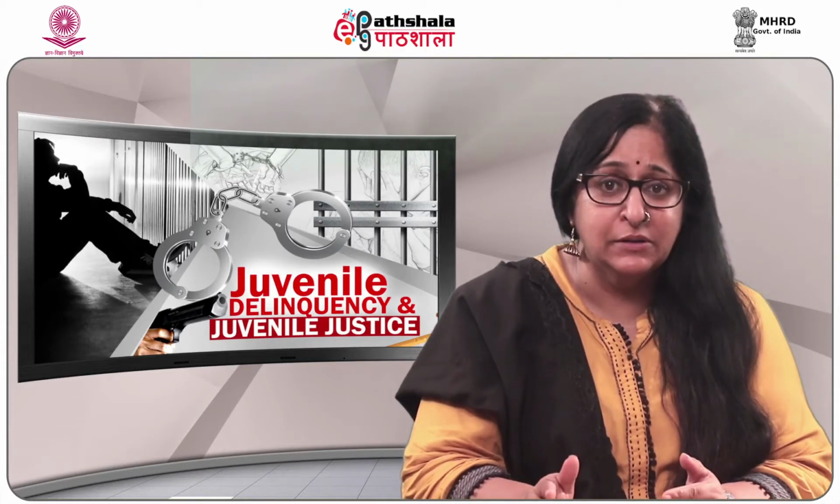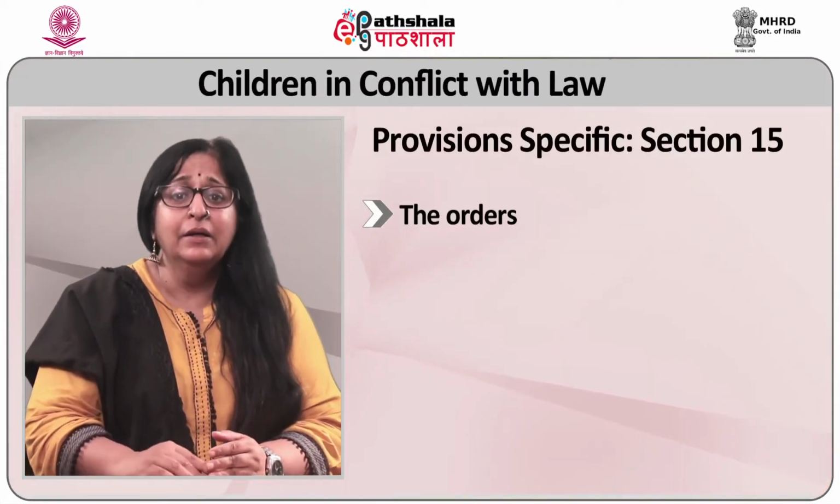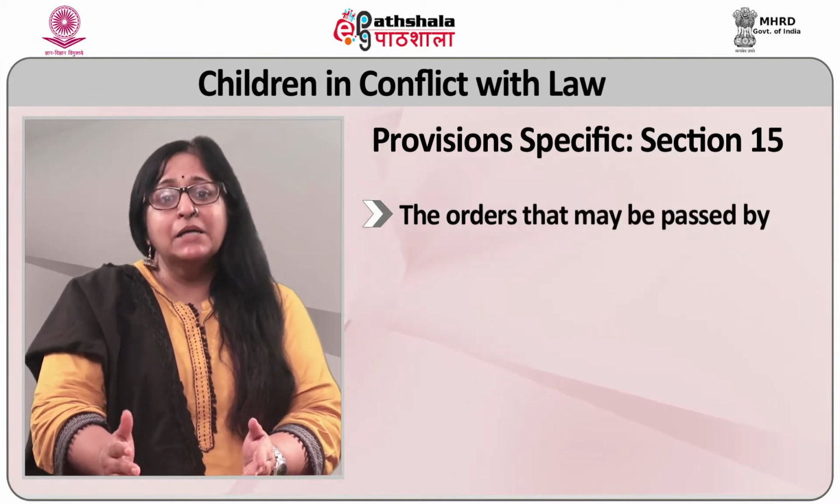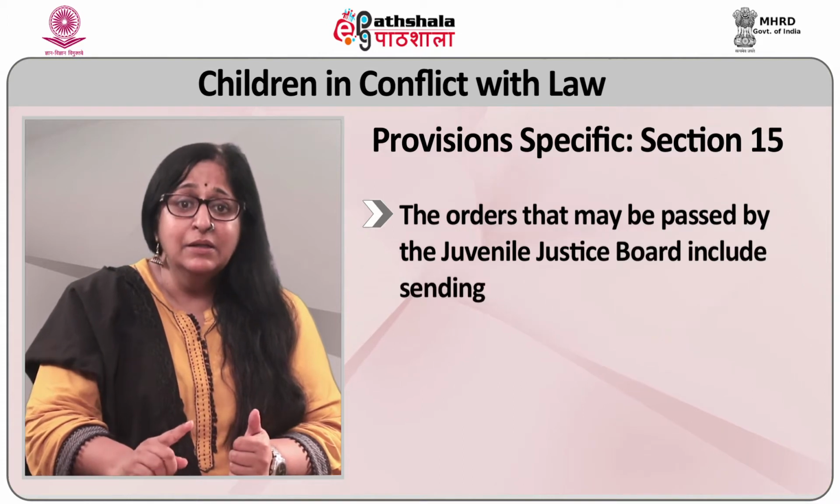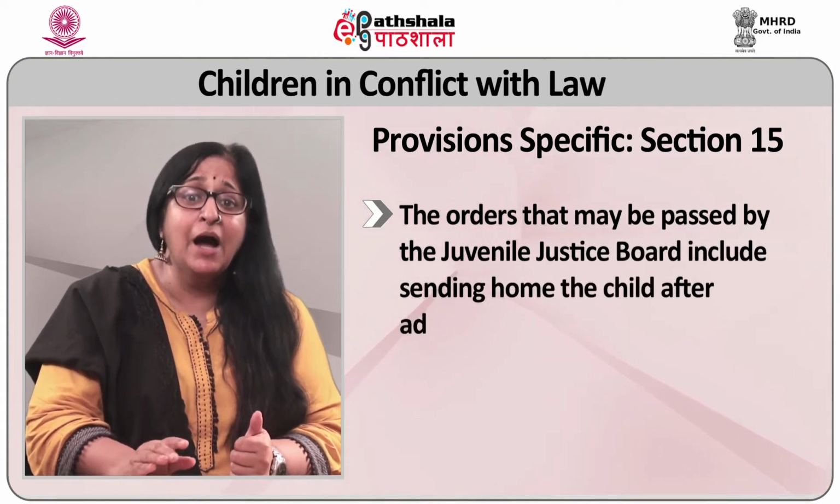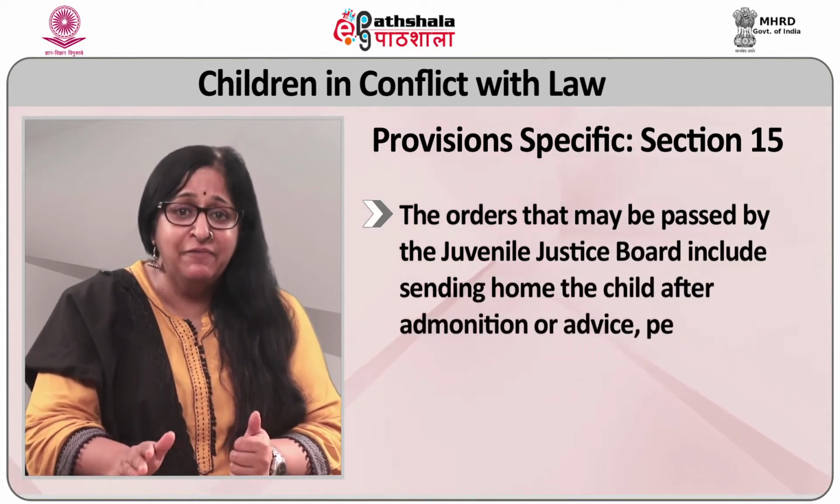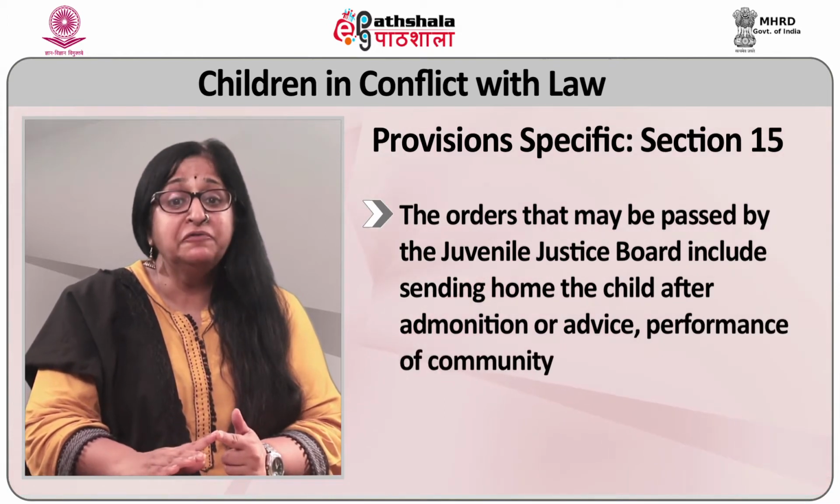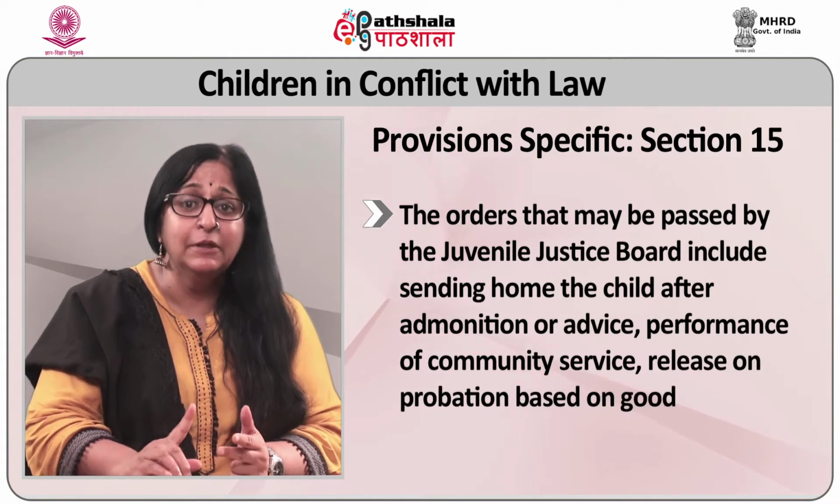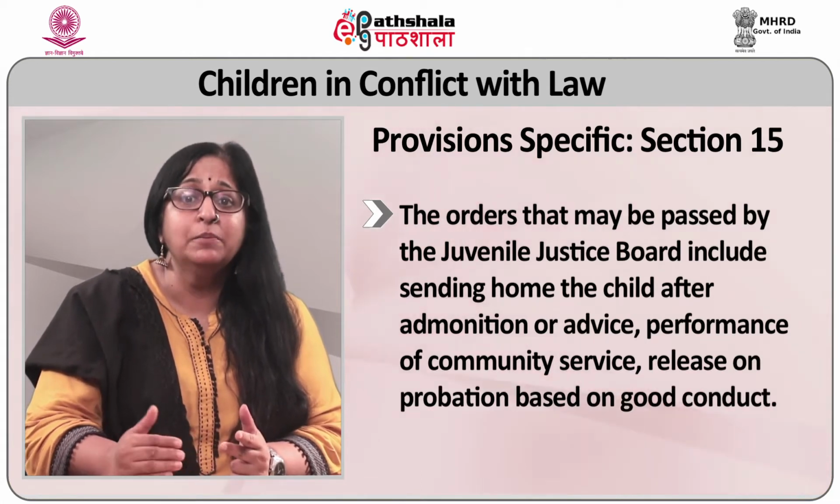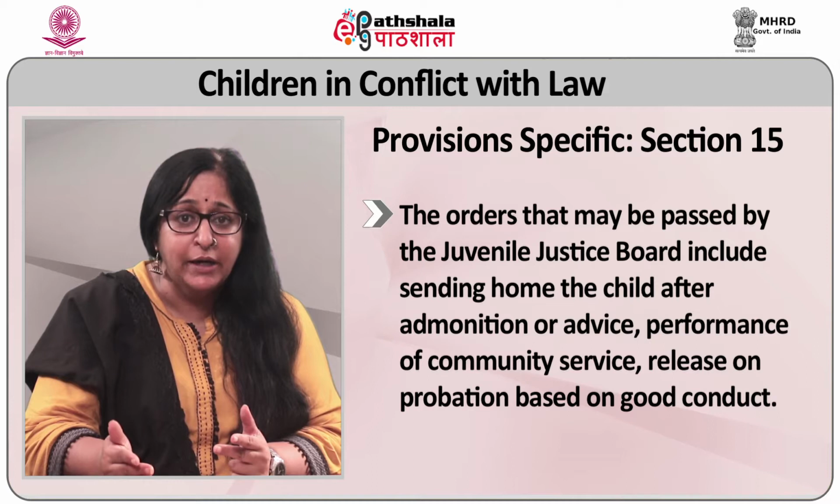Fifthly, the orders that may be passed by the Juvenile Justice Board include: 1. Sending home the child after admonition or advice. 2. Performance of community service, which was introduced for the first time. Third, release on probation based on good conduct.